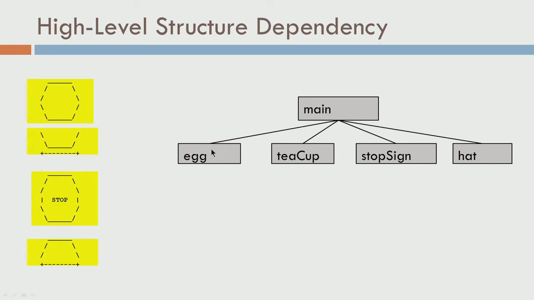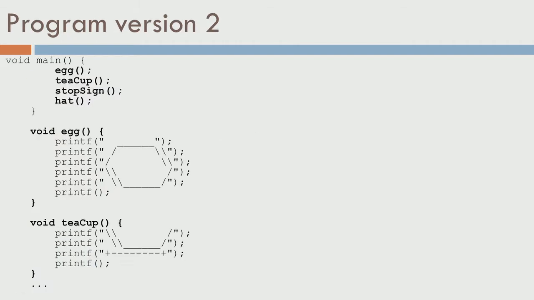So, main would depend on the function egg, would depend on the function teacup, stop sign, and hat. So, that is another way to write the program, but this is still not the best thing. So, let us go and look at what is happening. Your main program becomes much simpler.